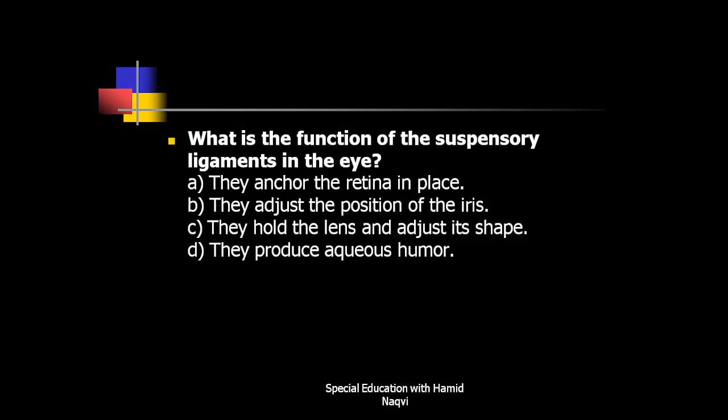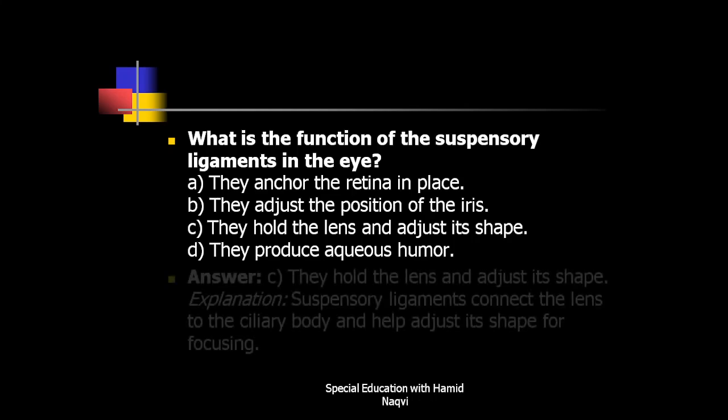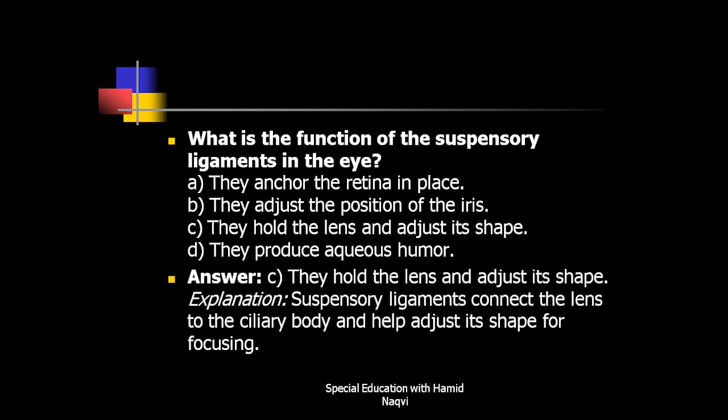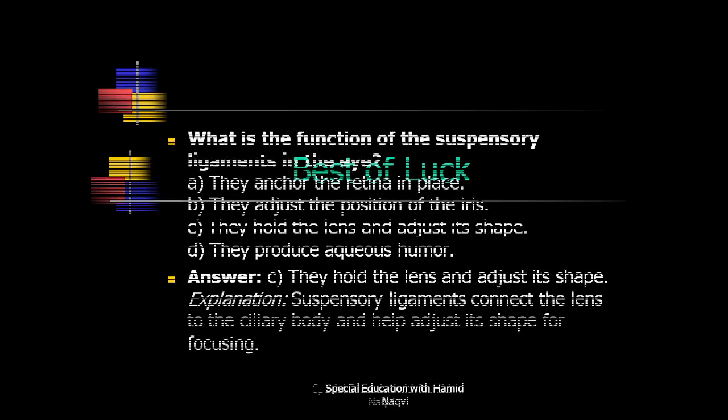What is the function of the suspensory ligament in the eye? They anchor the retina in place. They adjust the position of the iris. They hold the lens and adjust its shape. They produce aqueous humor. Answer is they hold the lens and adjust its shape. Suspensory ligaments connect the lens to the ciliary body and help adjust its shape for focusing.